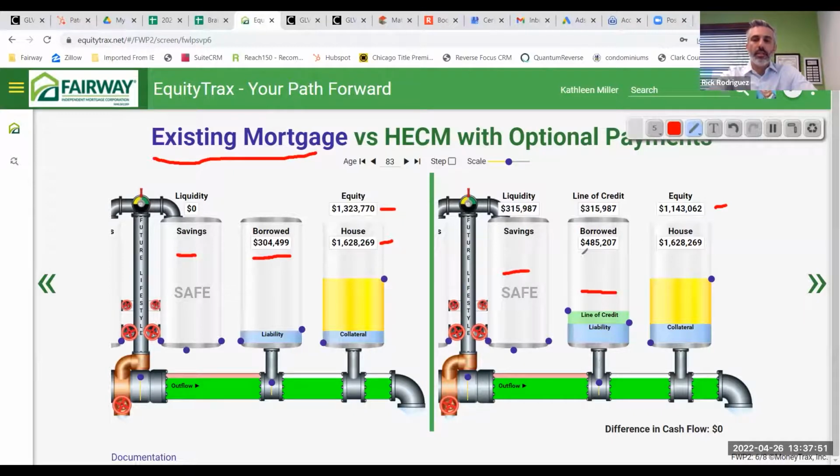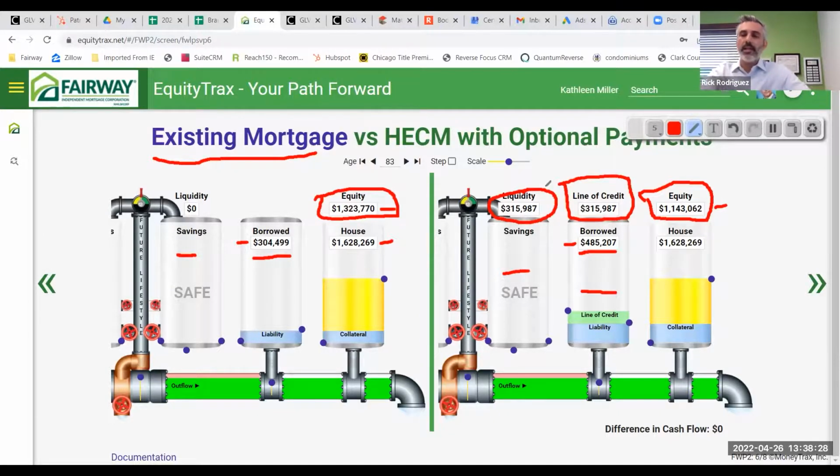Well, as you can see, the amount that they owe has come down. It's less than in the previous two examples. $485,000 they owe on the reverse mortgage side, as compared to the traditional mortgage side, they owe $304,000. What about home equity? $1,143,000. Not as high as it is on the traditional mortgage, but pretty comparative. What's the big difference? Liquidity. The line of credit has now increased to $315,987.